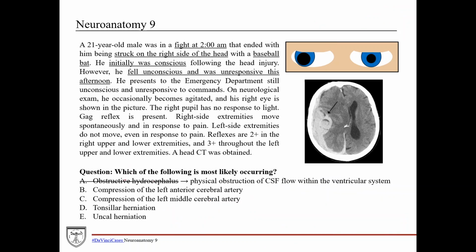So first, obstructive hydrocephalus. This is also known as non-communicating hydrocephalus. And we go through the difference between non-communicating and communicating hydrocephalus in one of the earlier neuro Da Vinci cases, so go check that one out if you want to see that. But anyways, in short, non-communicating or obstructive hydrocephalus is due to a physical obstruction of CSF flow within the ventricular system. This is very common with fourth ventricle tumors.